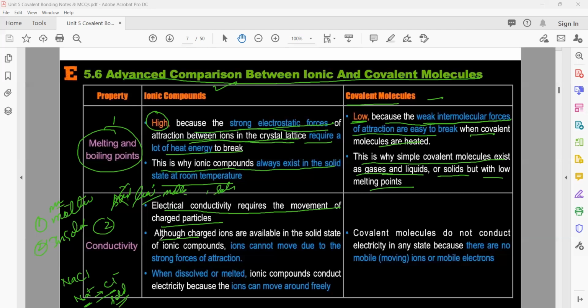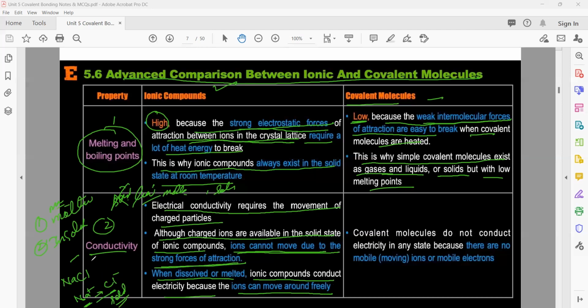So although the charged ions are available in a solid state of ionic compound, ions cannot move due to strong force of attraction. When dissolved or melted, ionic compounds conduct electricity because the ions can move freely now. So this is the main reason behind. So if in the exam the question comes why ionic compounds do not conduct electricity when they are solid, what is the answer? Ions cannot move due to the strong force of attraction.